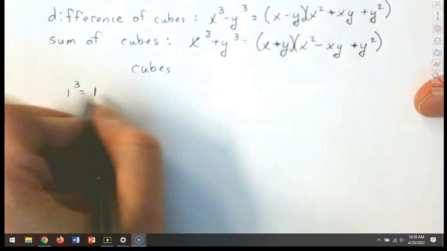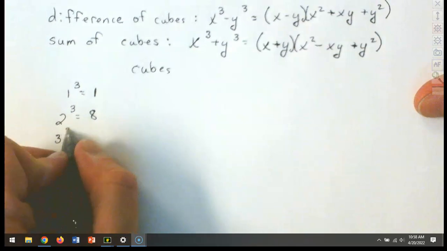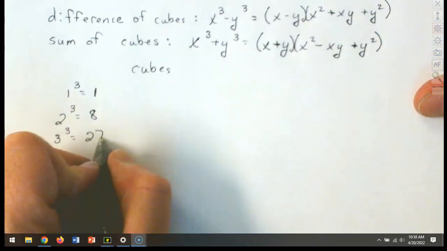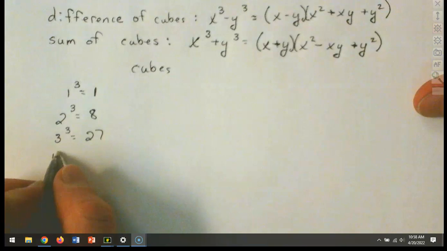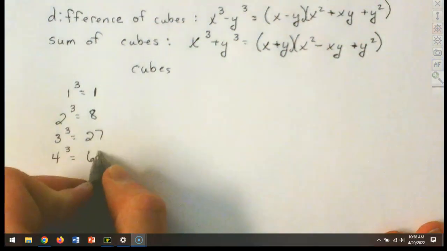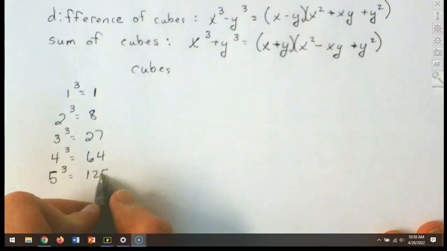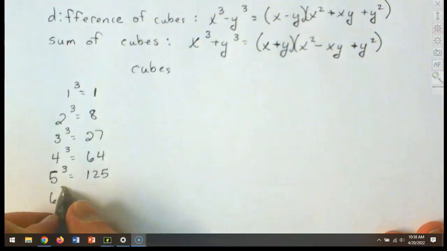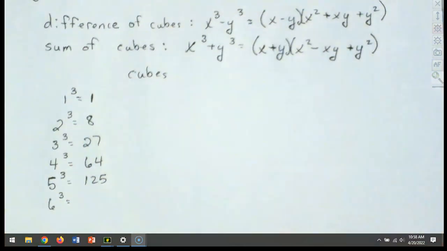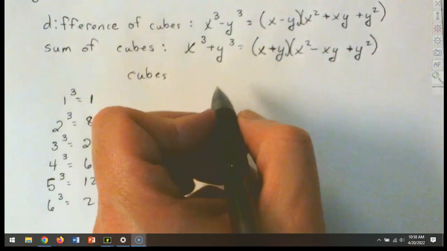So 1 cubed is 1, 2 cubed is 8, 3 cubed is 27, 4 cubed I believe is 64, 5 cubed is 125, 6 cubed I believe is 216. Let me double check and make sure. Yep, 216. And we'll go up to 12.